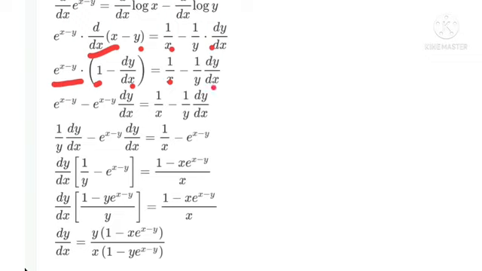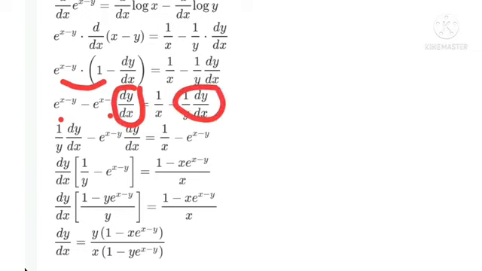Now you multiply, e raised to x minus y into 1 is e raised to x minus y, and minus e raised to x minus y into dy by dx is equal to 1 upon x minus 1 upon y into dy by dx. Now you collect dy by dx.